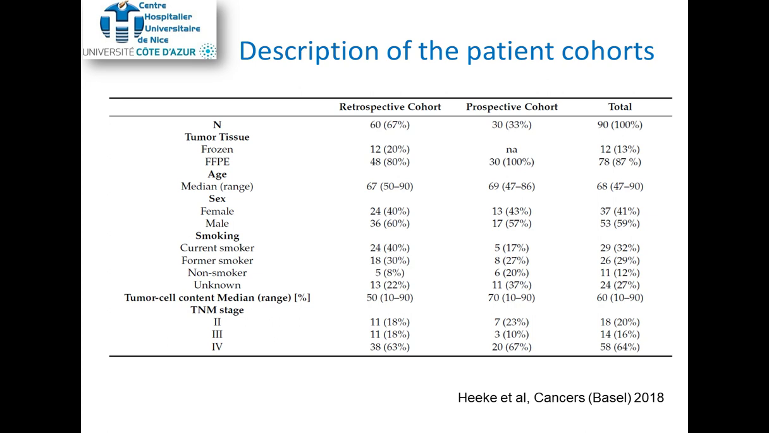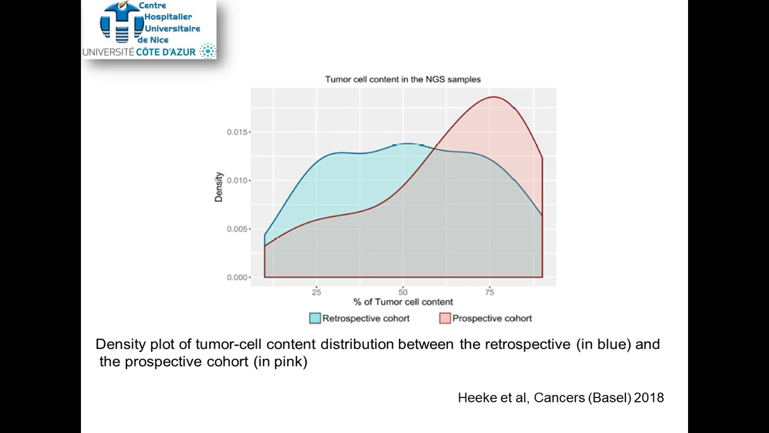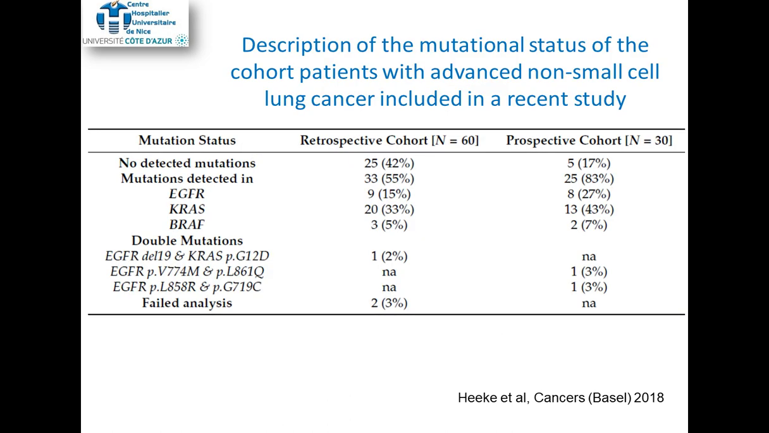Shortly, here is the description of the lung cancer patient cohorts used for the comparison study between the Oncomine and the Actionable Insights panels that we did in our study. This comparison was made on 90 lung adenocarcinomas of different stages, including a retrospective and a prospective cohort of patients. This graph shows the density of tumor cell content distribution between the retrospective cohort in blue and the prospective cohort in pink.